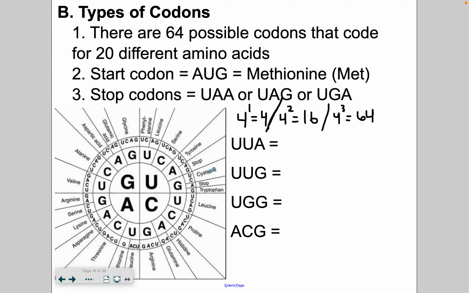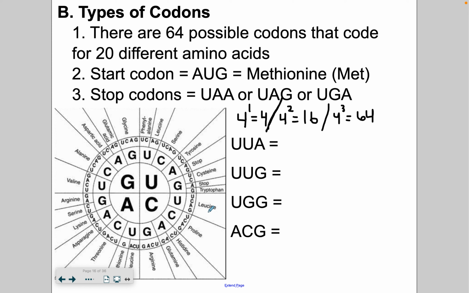So let's just take a look at cysteine. How you work a codon wheel is you start in the center and you work your way out, because the code is a triplet. So this is the first letter, the second ring is the second letter, and the third ring is the third letter. U, G, U, that's 1 codon. U, G, C, that's 2 codons. So here we have 2 codons that code for cysteine.